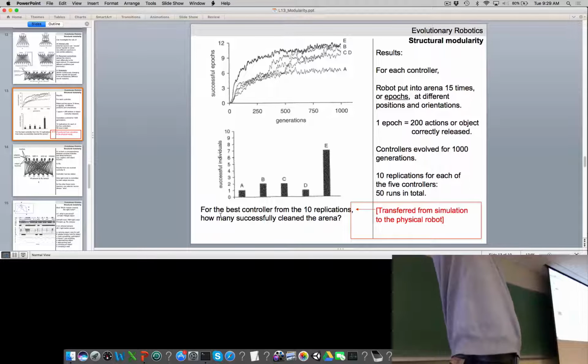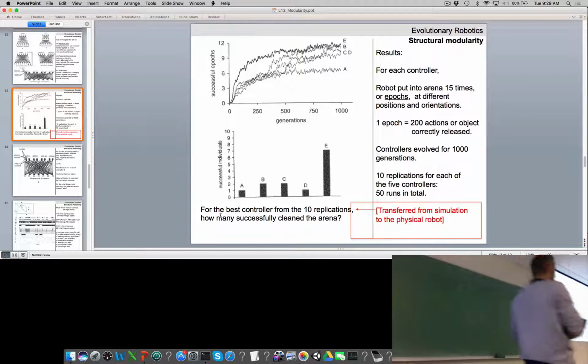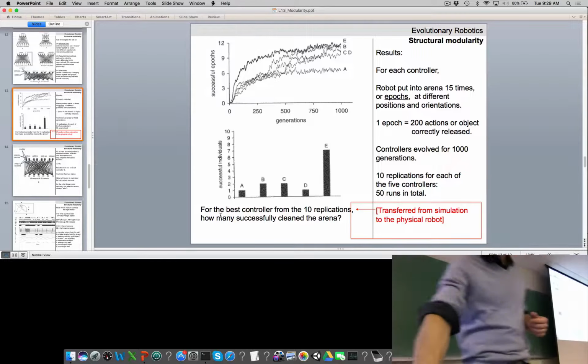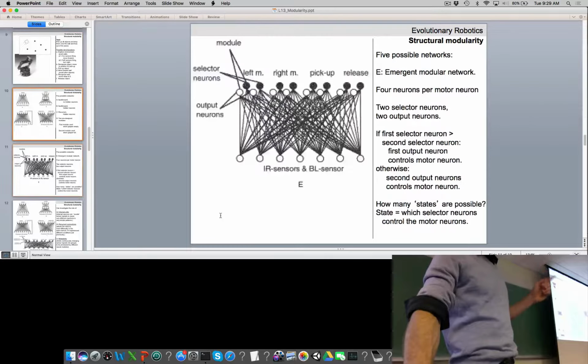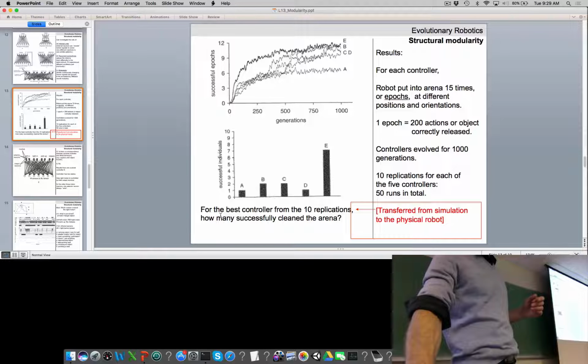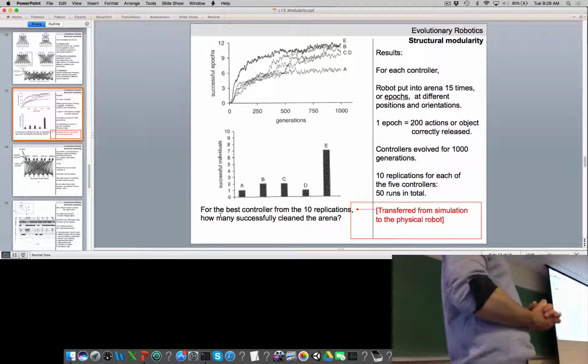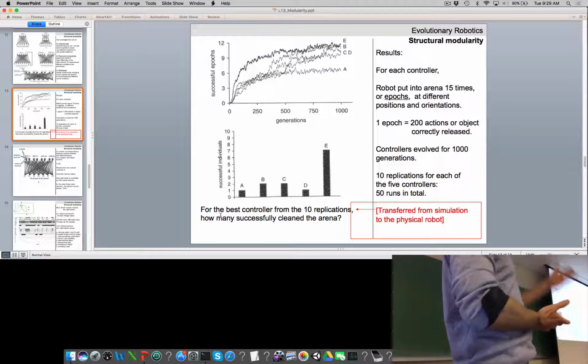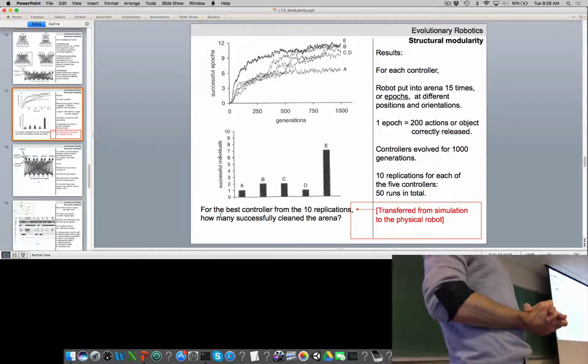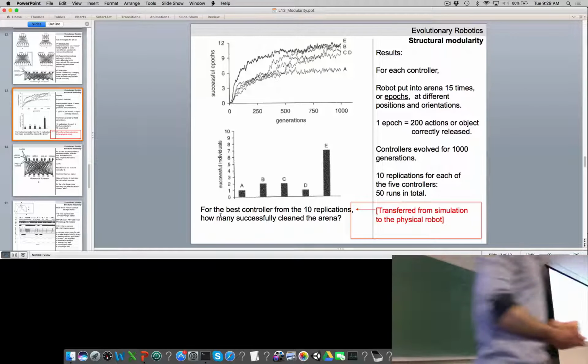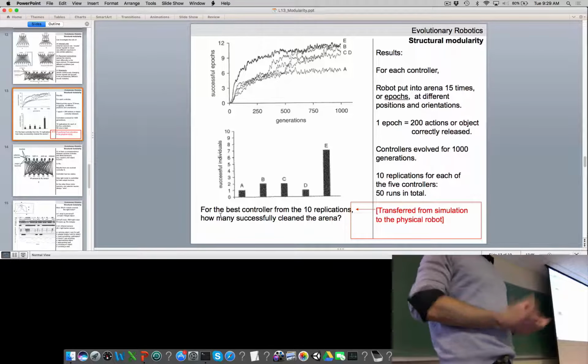They then took the best individual from each of the 10 replicates and each of the 5 neural networks. So they had a total of 50 evolutionary runs, 10 times 5. They took each of those 50 best controllers and dropped it into the physical robot and looked to see whether those 50 controllers successfully cleaned the arena or not. And we can see that E is the clear winner here, right? 7 out of 10 of those evolved individuals successfully cleaned the arena.